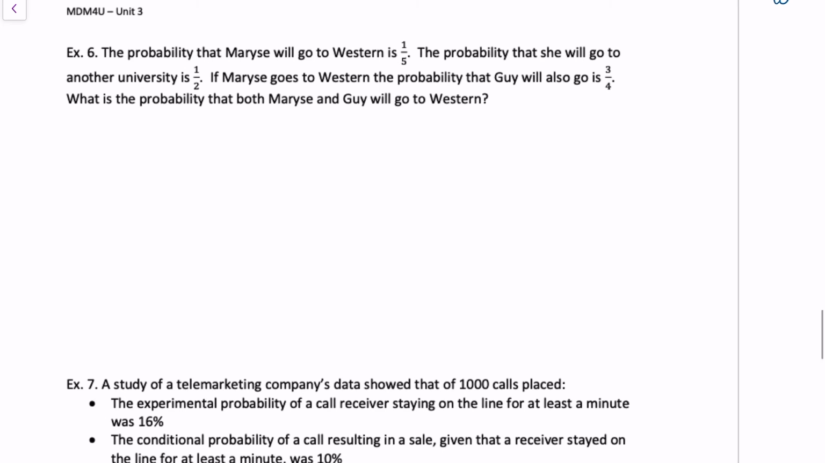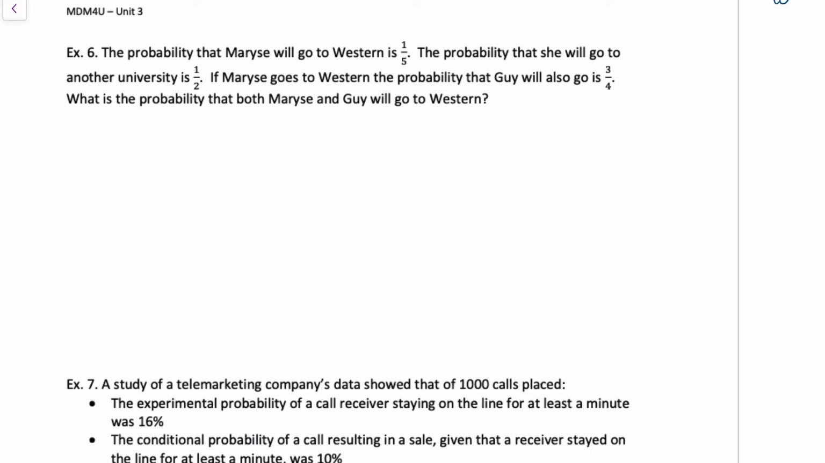It says the probability that Maurice will go to Western is 1/5. The probability that she will go to another university is 1/2. If Maurice goes to Western, the probability that Guy will also go is 3/4. So Maurice going to Western will influence whether Guy goes as well. So what's the probability that both of them go to Western?